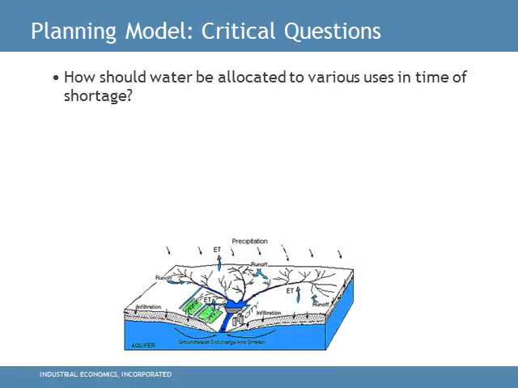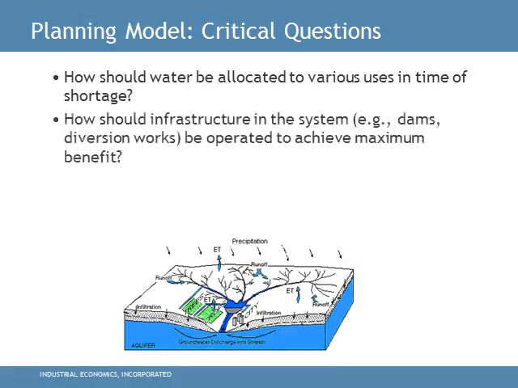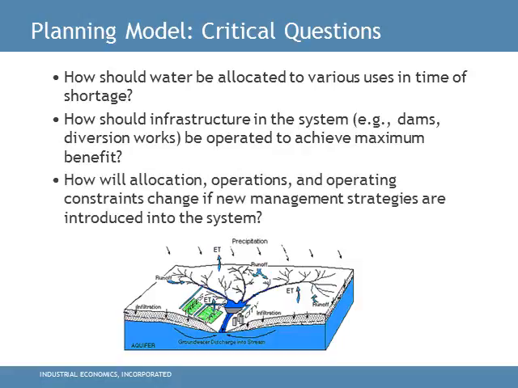Another is how should infrastructure in the system, such as dams and diversion works, be operated to achieve the maximum benefit? So an example here would be a hydropower facility that also stores water for downstream supply. How do we ensure reliable supply while also maximizing generation of hydropower? And then lastly, and this is where scenarios get involved, how will allocation operations and operating constraints change if new management strategies are introduced to the system?